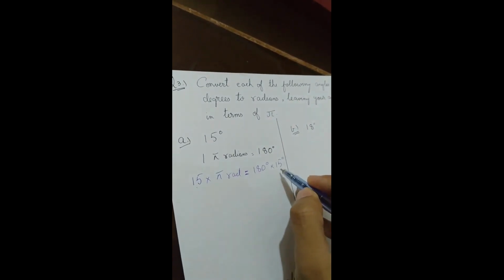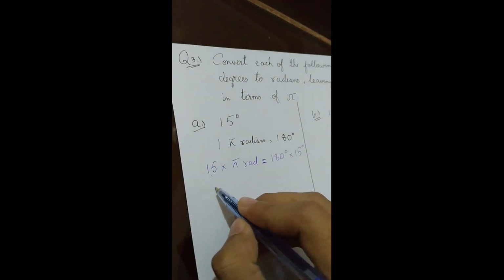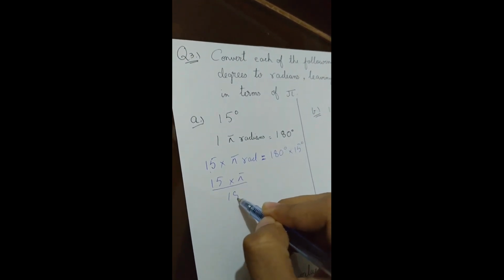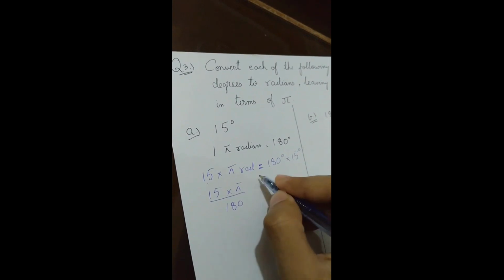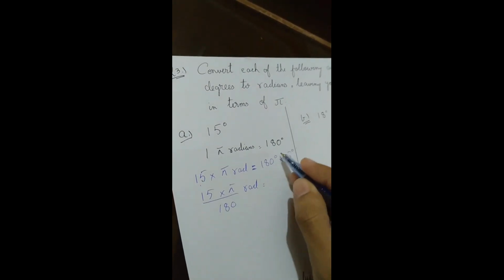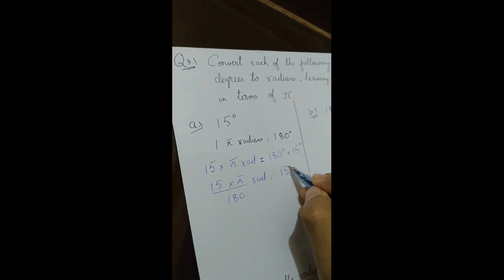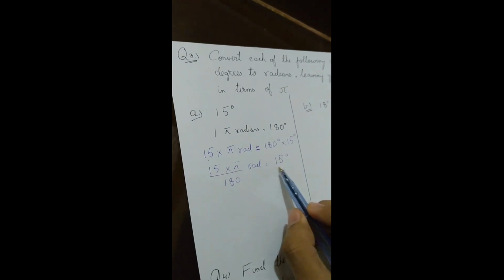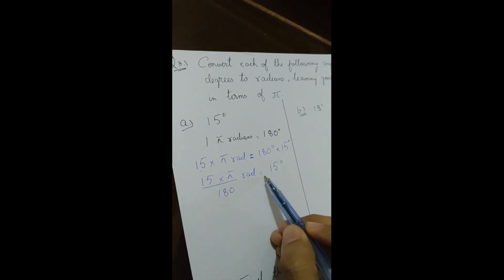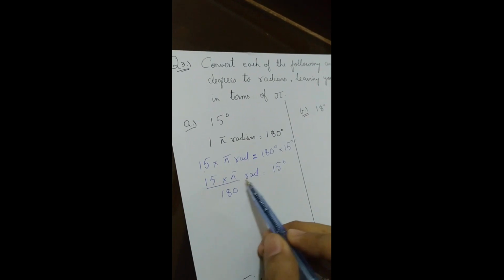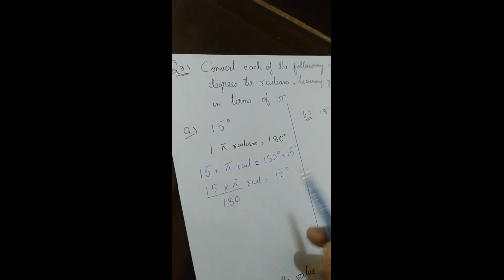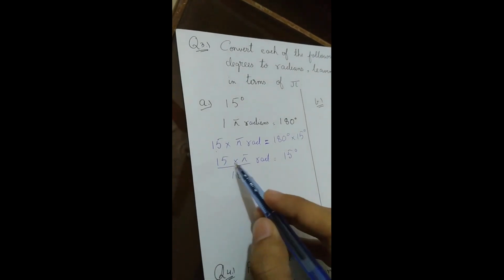Here 180 is multiplying, so on the other side it will divide. So 15 multiplied by pi divided by 180 degrees, and this side, as you know, is the radian side. This side is all in degrees, so 15 degrees is left here alone. It means that when I solve this side, it will be equal to 15 degrees, and the answer when I solve this would give me the value in radians.